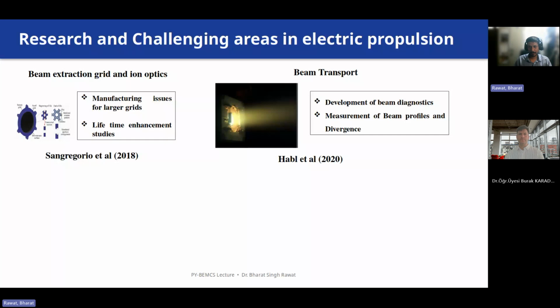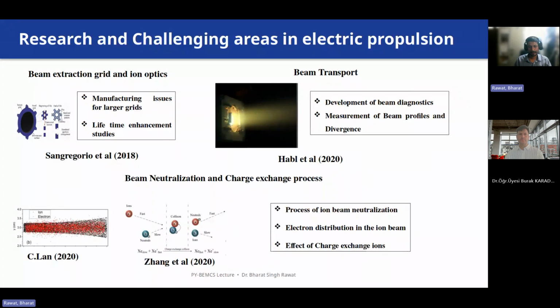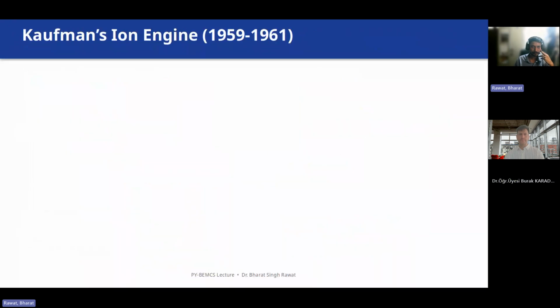The other issue is beam transport, how the beam is transported once it is extracted out of the ion source, what the divergence or the beam profiles of the ion source are, and what beam diagnostics are needed to measure these properties. And the other important area that I think is very necessary is to study how the charge exchange and the beam neutralization process takes place. So ion beam neutralization using electron injections, and then there is also the effect of charge exchange ions, which produce a lot of sputtering on the acceleration grids, and how it affects the lifetime of the grids and the ion source in general.